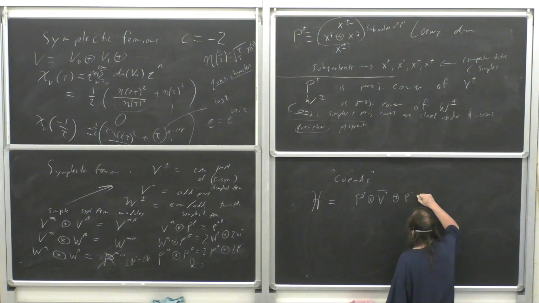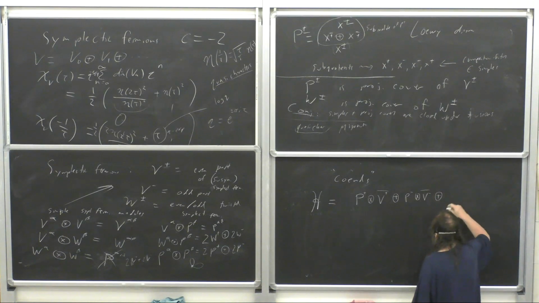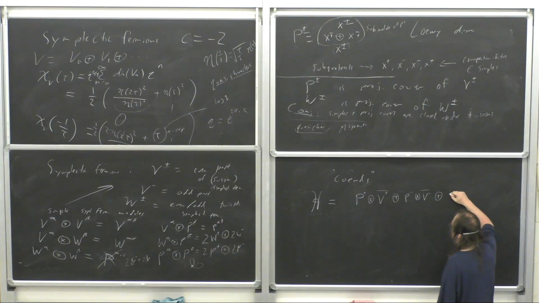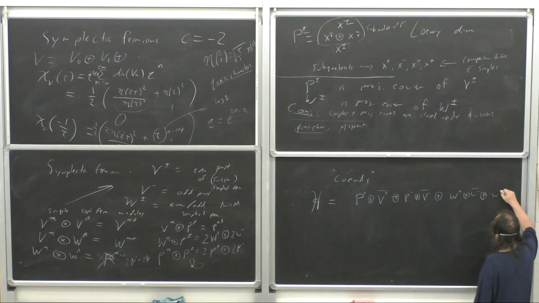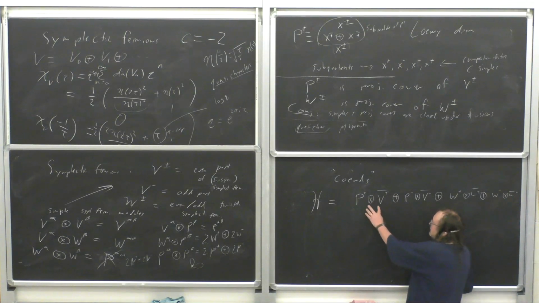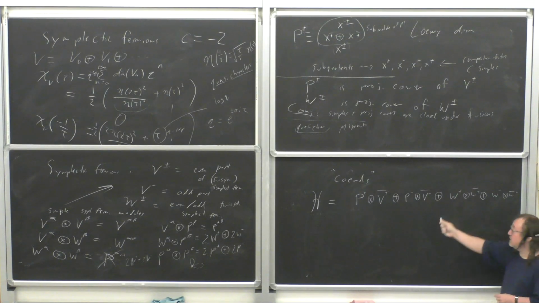This will be P minus tensor V minus, and this will be W plus tensor W minus, and this will be W, sorry, I got this wrong. This will be W minus tensor W minus. And you can also write this in the other order. It should be the same thing. And so that's what it's going to look like here.